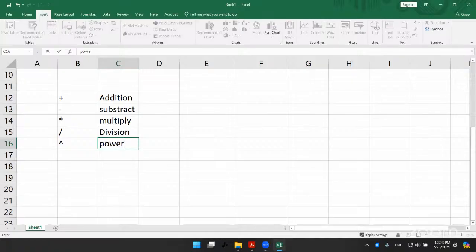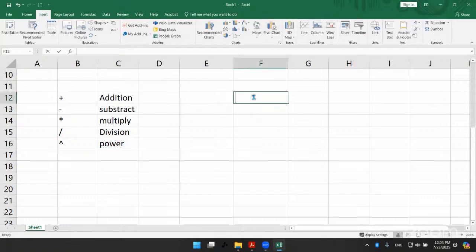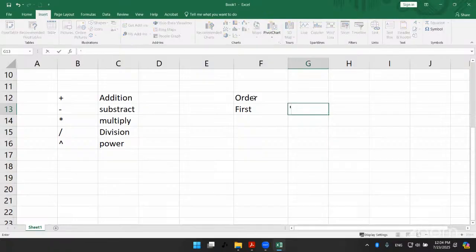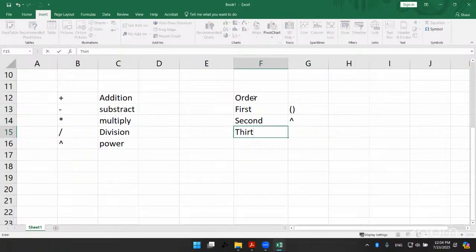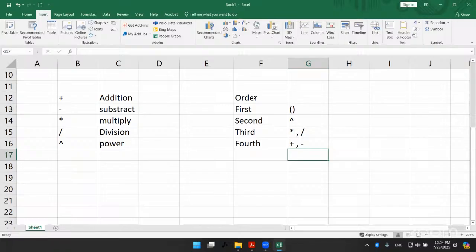Okay, but there is an order of these operators. So the first order is brackets. Second order is the power. Third order is multiply or division, and the fourth order is plus or minus. Okay. This is the order when we have an expression with several of these operators.